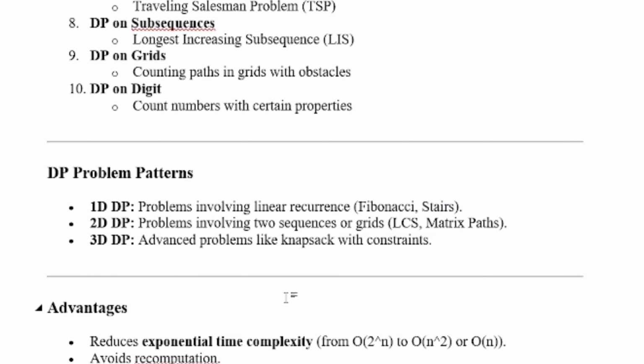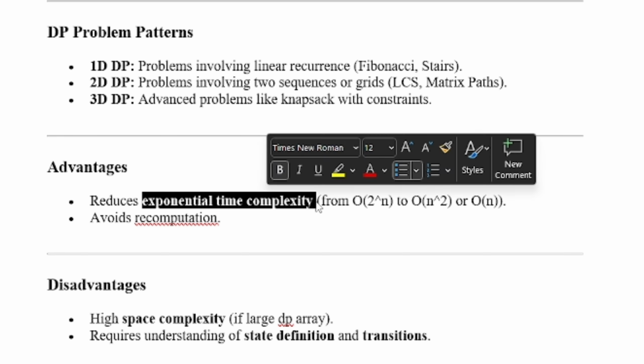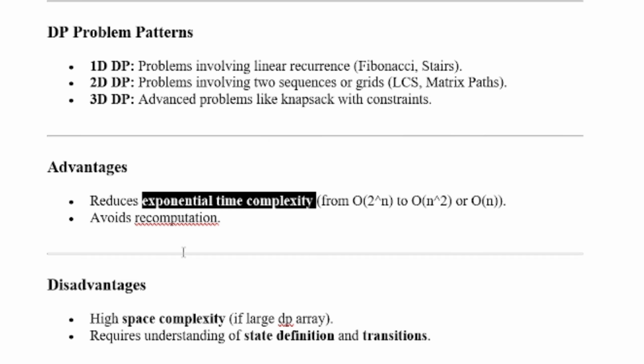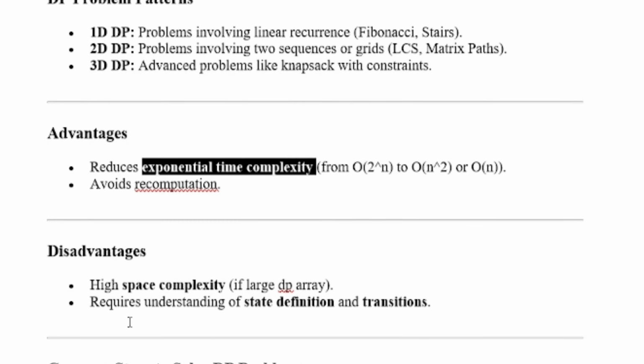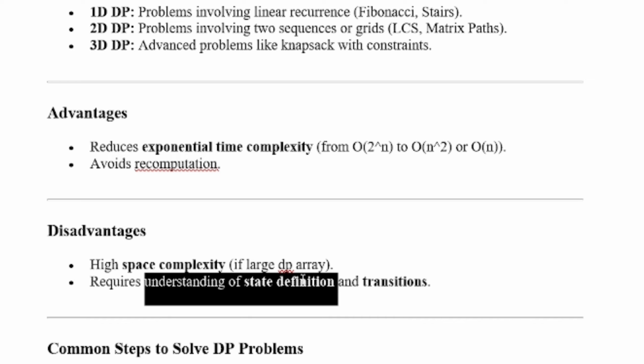The advantage of dynamic programming is that it reduces exponential time complexity from 2 to the power n to 2 to the power n square or big O n. The disadvantage of DP is high space complexity if a large DP array is required, and it requires understanding of the state definition and transition.